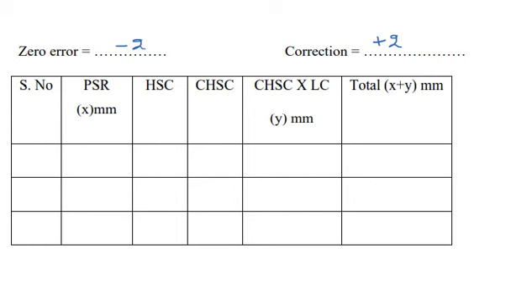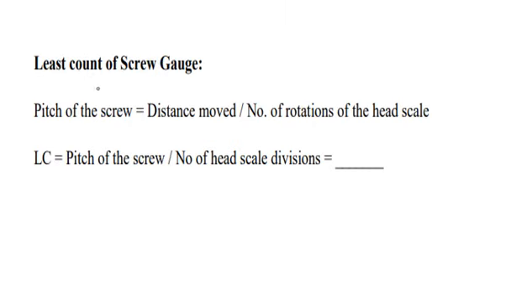Now let us calculate the least count of the instrument. This is the formula for the least count. Least count is equal to pitch of the screw divided by the number of head scale divisions. But how to calculate the pitch of the screw? This is the formula for that: distance moved divided by the number of rotations on the head scale. So first let us determine the pitch of the screw and then calculate the least count of this screw gauge.